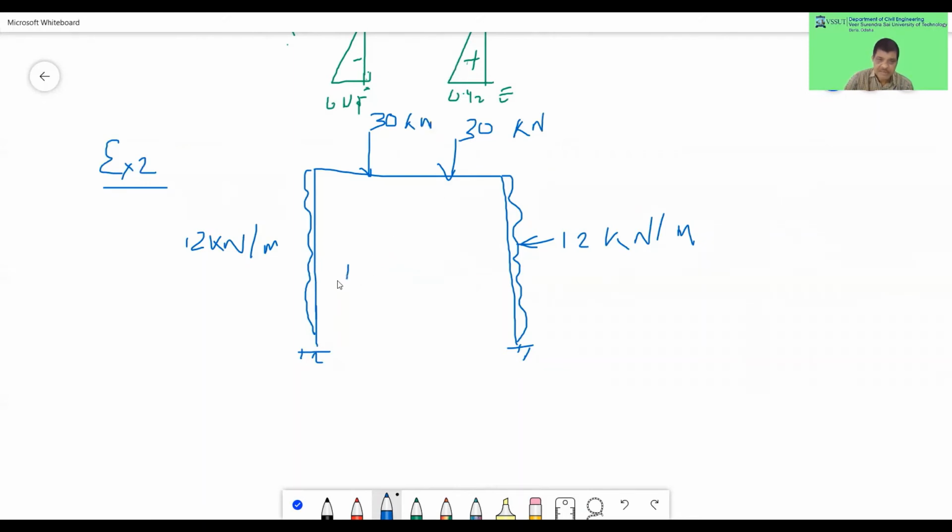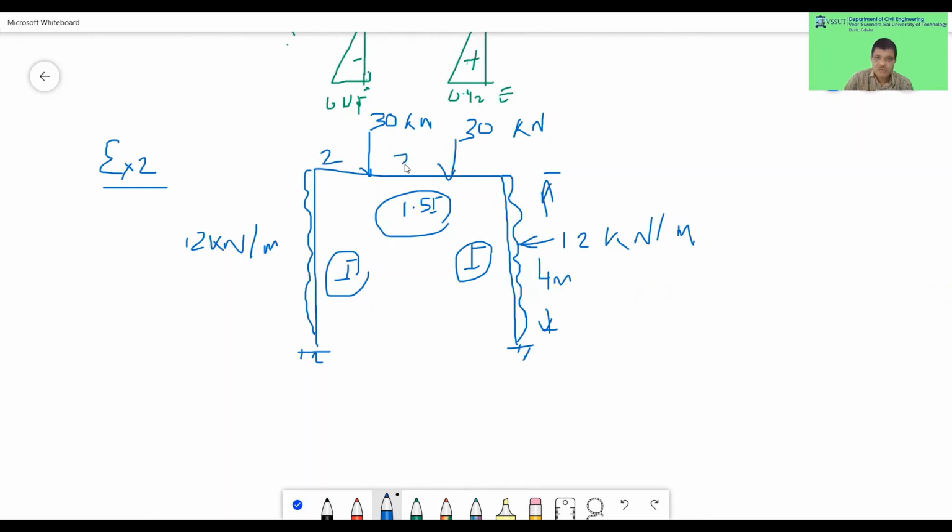This is I. This is 1.5 I. This is I. Right? And this height is given, 4 meter from here to here. And here the spans are given, 2 meter each. So 2, 2.